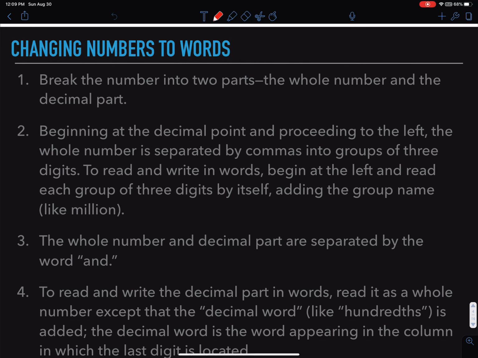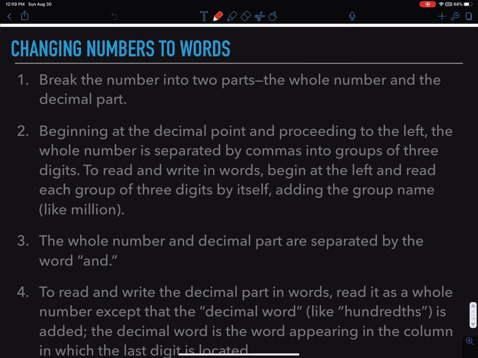We're going to start by changing numbers into words. So this is really beneficial when you are writing a check. You have to write in words the amount that you are writing your check for. So it is definitely very applicable to real life. You're going to break the number into two parts, the whole number and the decimal.